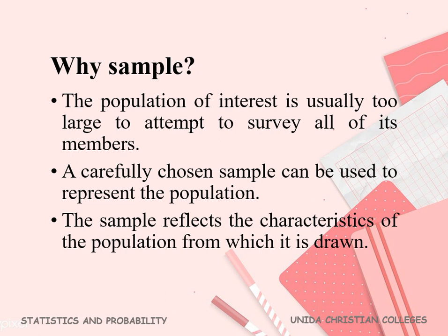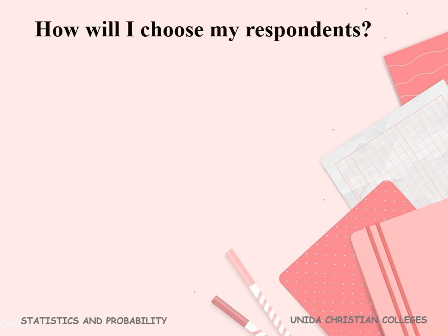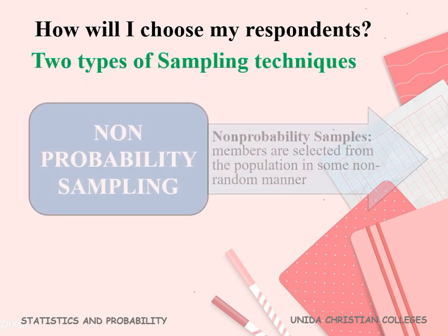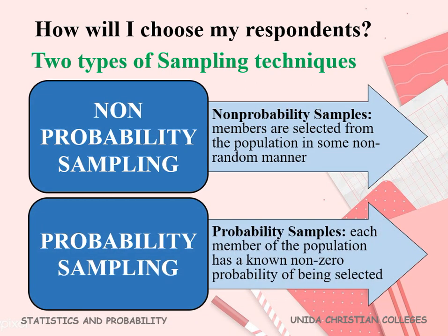So, kung sino yung mga na-select mong sample from your population, yun yung magre-reflect na characteristics mula sa kanila. Okay? Now, paano mo kukunin yung iyong respondents? O, paano mo pipiliin yung iyong respondents? So, meron tayong dalawang type ng sampling techniques. First is the non-probability and second is the probability sampling.